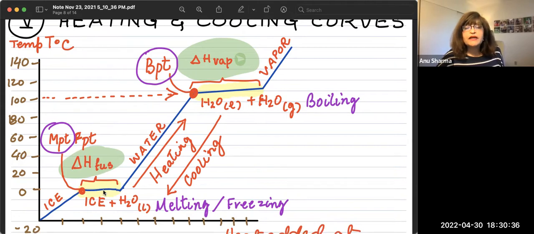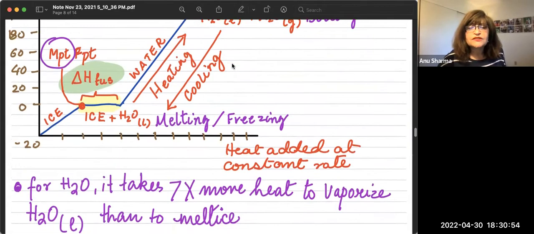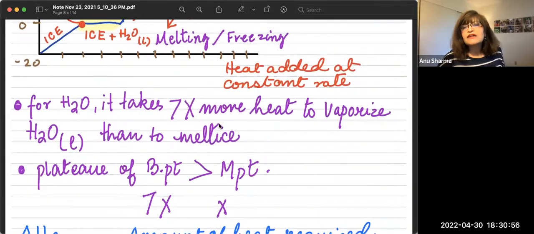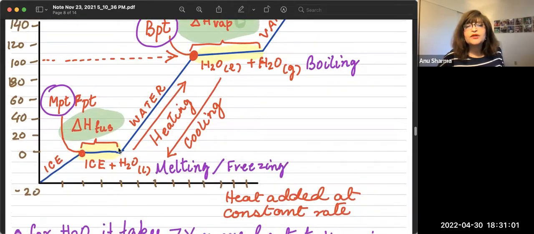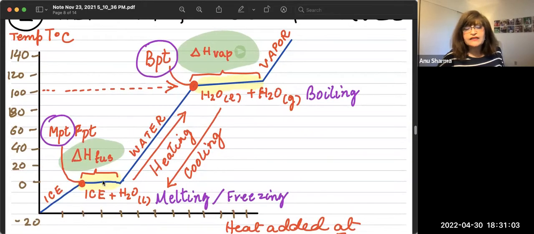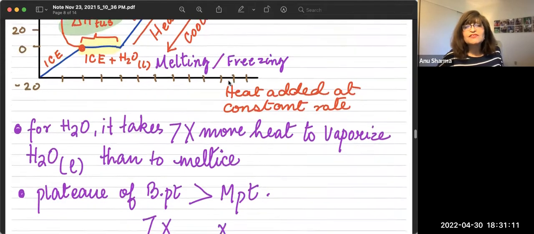And there is always, depending upon what the liquid is, an amount of heat of fusion and an amount of heat of vaporization, and it's always in some multiple. The heat of vaporization is always going to be more than the heat of fusion, that's for sure. But how much more depends on the substance. For water, it is 7 times more heat to vaporize the liquid water than to melt ice. So if this is 1x, this becomes about 7x. Not exactly 7x, but about 7 times more.